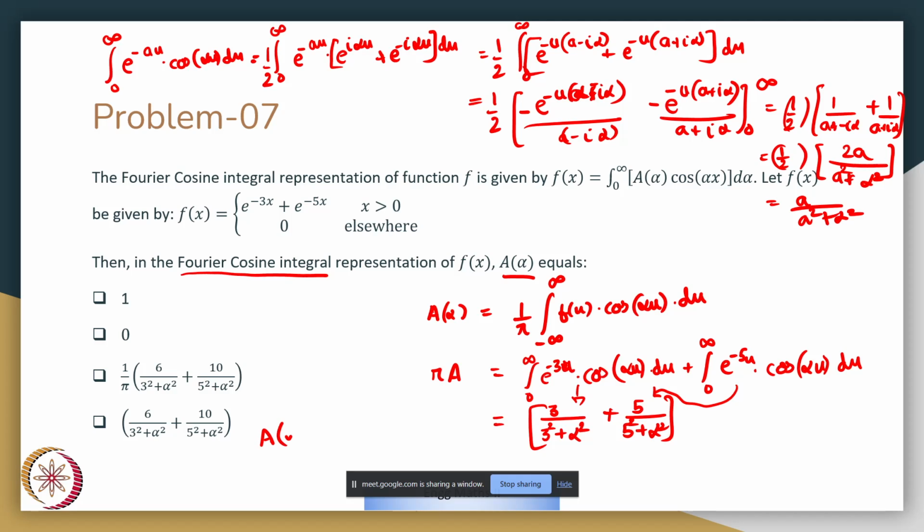So my A of alpha turns out to be nothing but 1 by pi times 3 upon 9 plus alpha square plus 5 upon 25 plus alpha square. So for the Fourier cosine integral, we actually take integral 2 by pi. We assume f to be symmetric about the y-axis. So this is basically 2 by pi times 3 by 3 square plus alpha square and 5 by 5 square plus alpha square. So which turns out to be option number C.